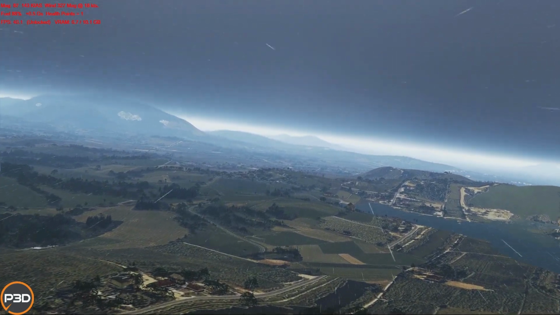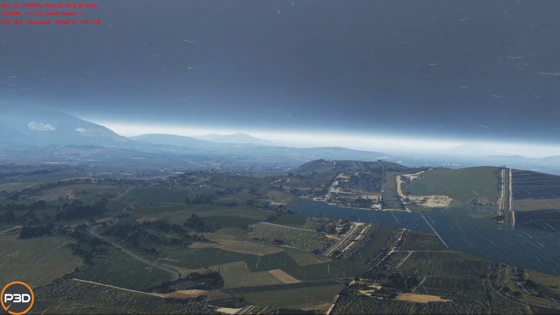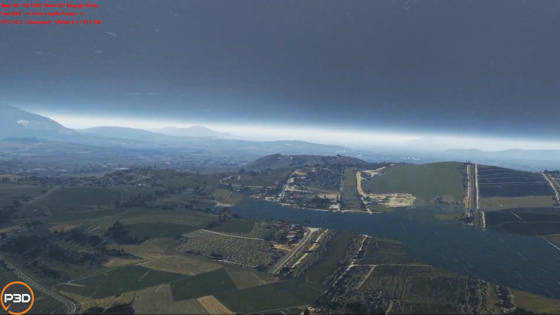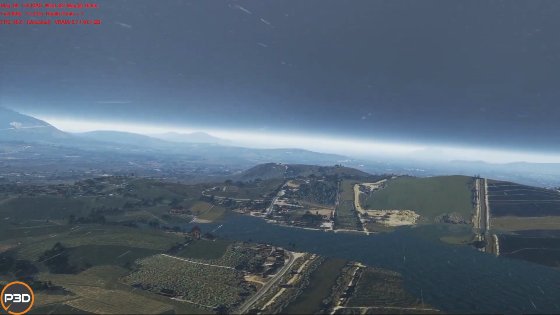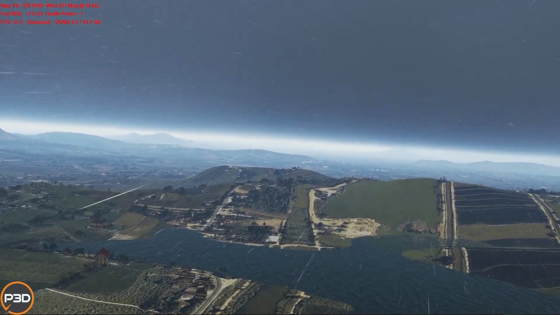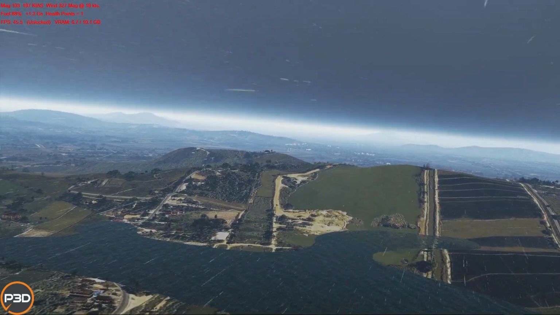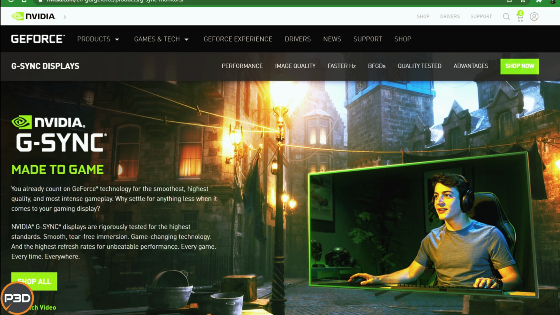Basically what I'm saying here is, and again, I'm not attacking Nvidia, and by the way, G-Sync and FreeSync are exactly the same thing. FreeSync is AMD's answer to G-Sync, okay? Look at this here. This dude is watching his bank balance just go down because he's buying G-Sync monitors. This is Nvidia: you already count on GeForce technology for the smoothest, highest quality and the most intense gameplay. Why settle for anything less when it comes to your gaming display?